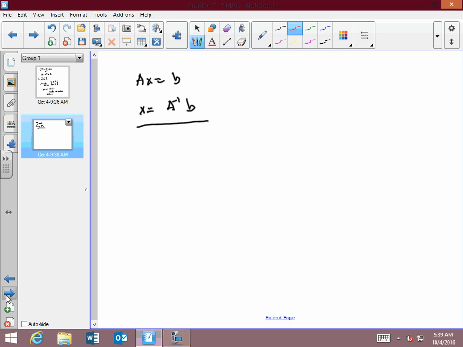Theorem 6 says if A is an invertible matrix, then A inverse is invertible, and the inverse of A inverse is equal to A. If A and B are n by n invertible matrices, then so is AB, and the inverse of AB is the product of the inverses of A and B in reverse order. So they've got to be reversed. If A is an invertible matrix, so is A transpose, and the inverse of A transpose is the transpose of A inverse.